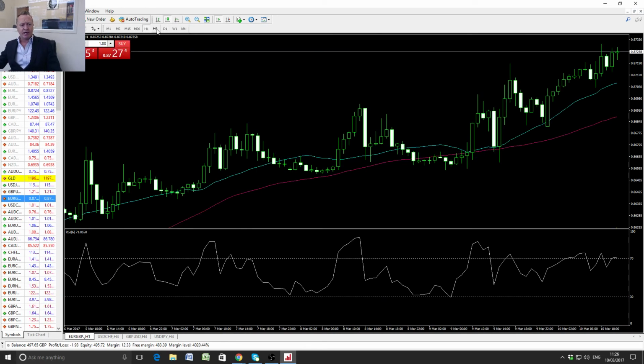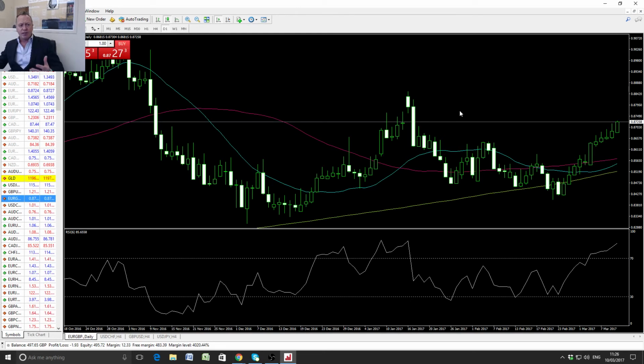On the 1 hour, nice and strong. And again, if you look on the daily, I'm looking to buy the euro against the pound. Look at this: 1, 2, 3, 4, 5, 6, 7, 8, 9, 10, 11 days where the buyers have taken control. These are the things that we look at. These are the things we think about.